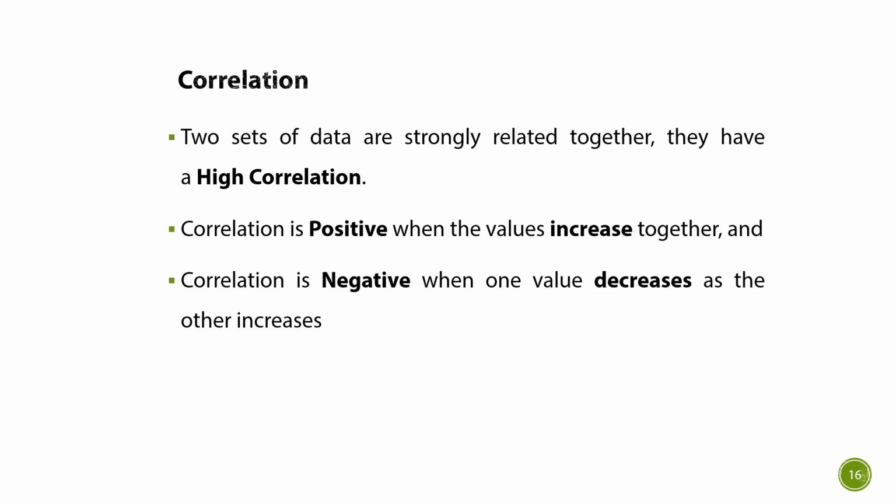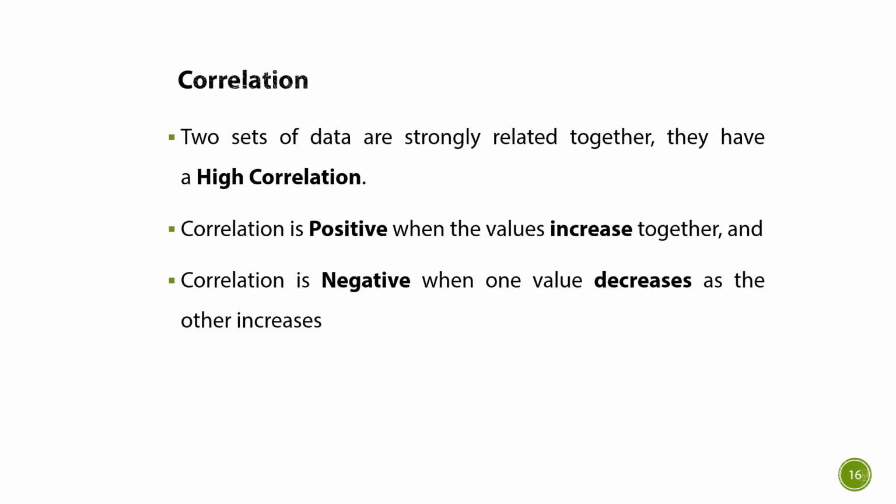Correlation is a term that refers to the strength of the relationship between two variables, where a strong or high correlation means two or more variables have a strong relationship with each other, while a weak or low correlation means that the variables are hardly related or not related.